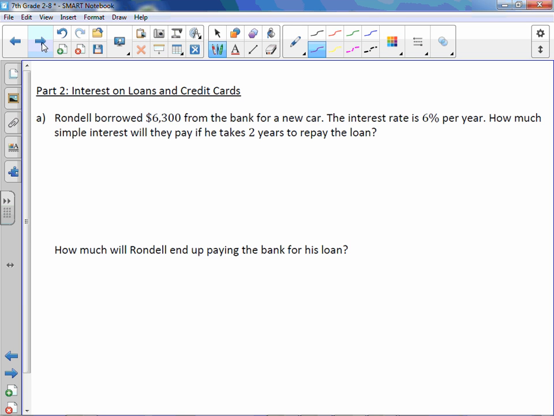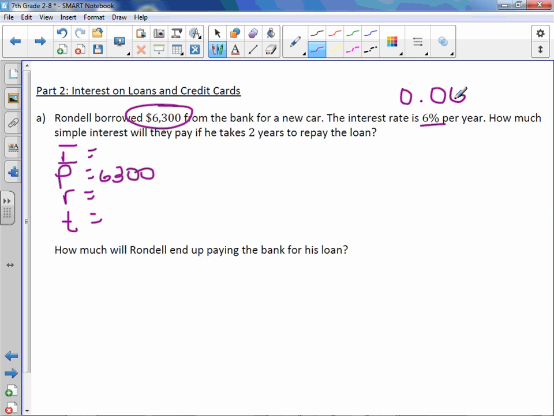So let's figure this one out. We're still going to do I equals PRT. So let's write out our variables. He borrowed $6,300. That's the starting amount. The interest rate is 6%. Remember, 6% as a decimal is 0.06. And how much simple interest will they pay if he takes 2 years to repay the loan? So again, we're finding interest.